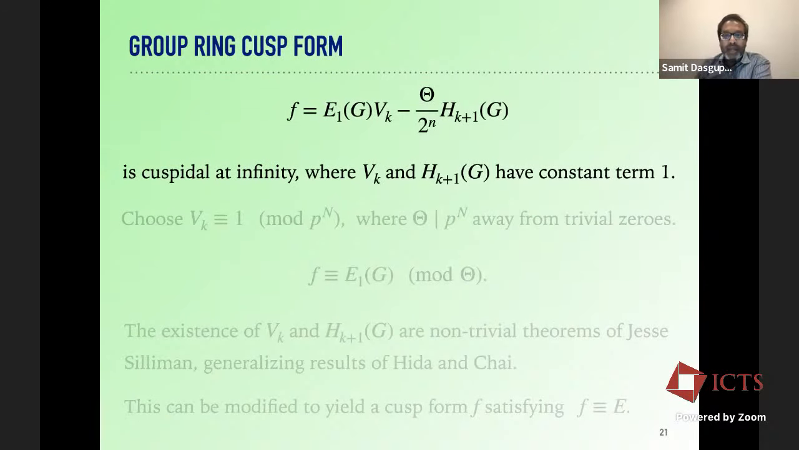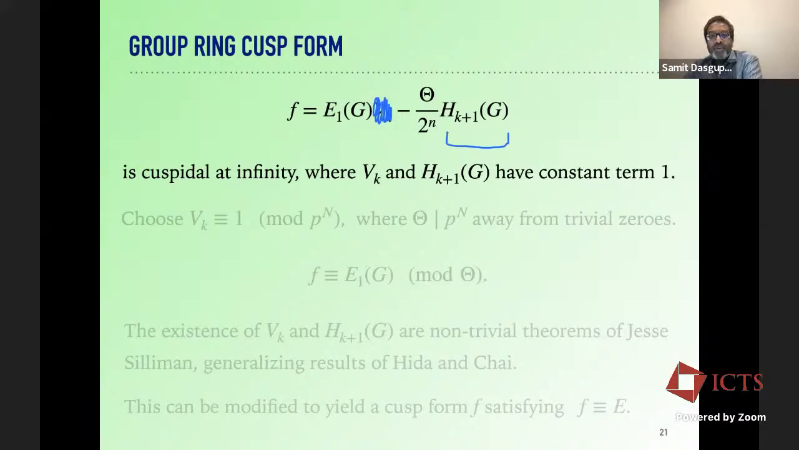Okay. And now, how does Ribet's method work? Well, I mentioned that you want to take linear combinations of Eisenstein series to get cusp forms. So what linear combination do you want to take? What you want to do is cancel the constant term at infinity. So first, let me ignore this V_k for a moment. So let's say I had E_1, so that's my theta, right? The constant term at infinity is theta, or theta over 2 to the n. So what I want to do is subtract off theta over 2 to the n times some modular form whose constant term is 1 at infinity, okay?